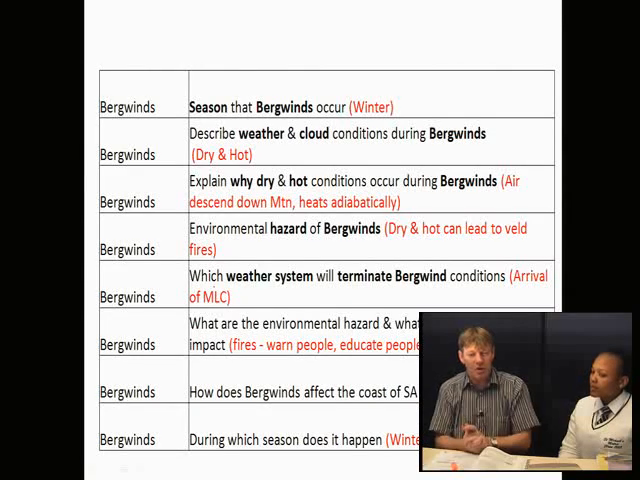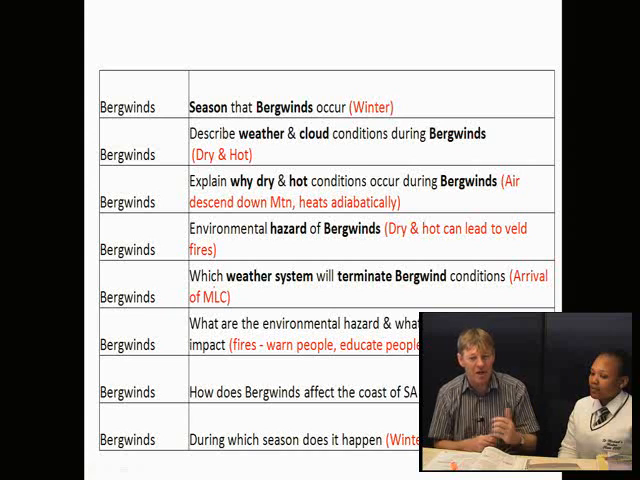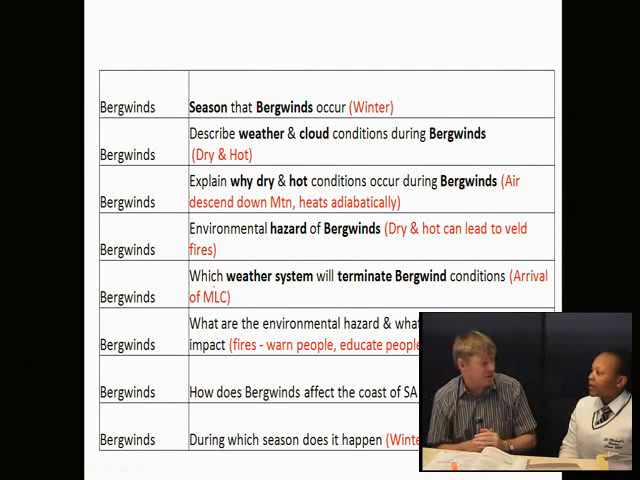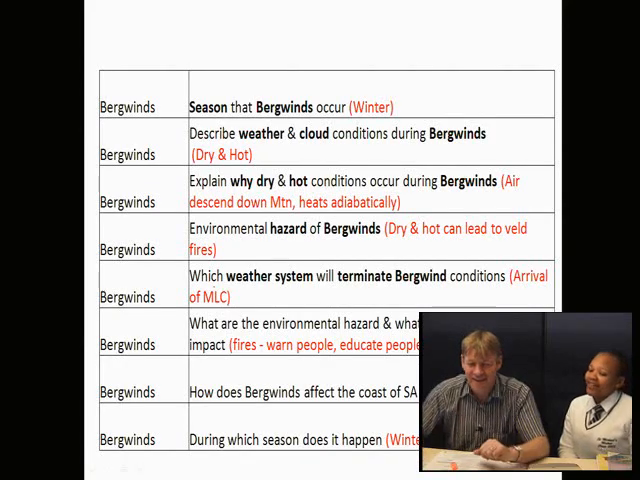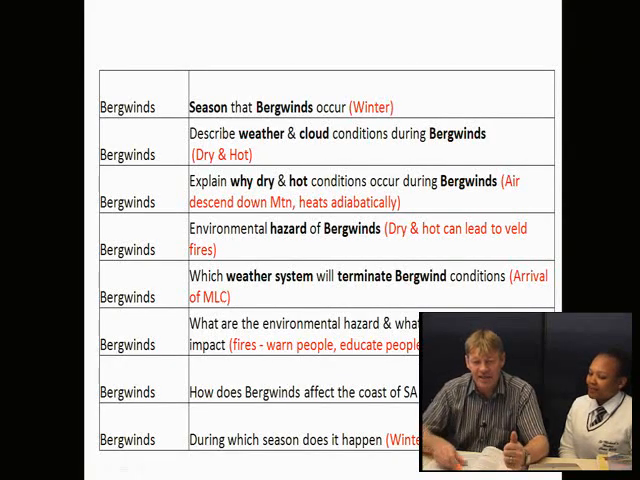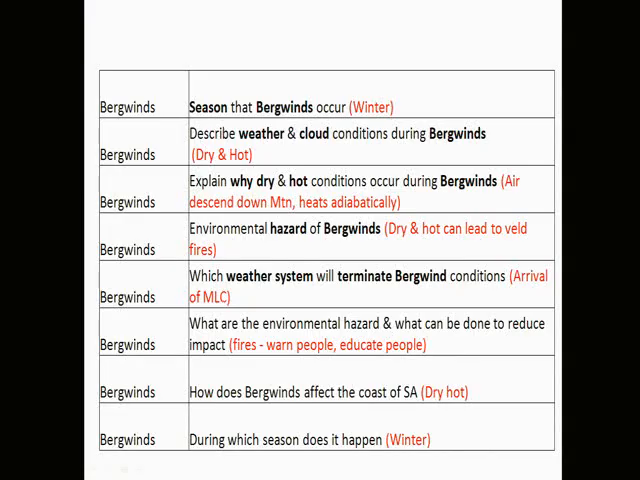And then answer this one quickly, Nkuli. Which weather system will terminate berg winds or will bring an end to berg wind conditions? A mid-latitude cyclone. Well done. And then what are the environmental hazards and what can be done to reduce the impact? Fires are a very serious problem, runaway fires. Fantastic. And what can we do to just reduce the impact that this has? You can warn people and you can educate them about the dangers involved with runaway fires.